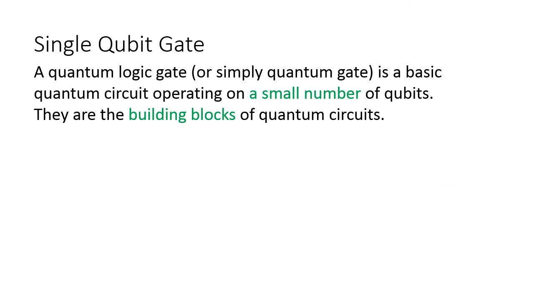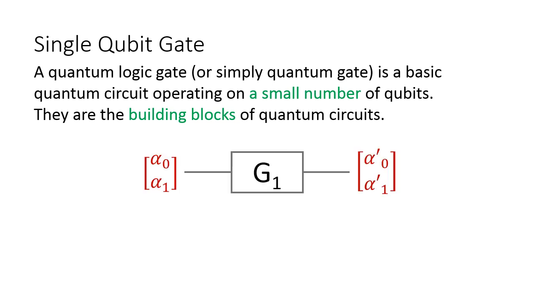So some of these matrices are more special than the others, and a kind of them is called the single qubit gate, which is a quantum logic gate that forms the basic unit of quantum circuit. Usually a single qubit gate only operates on a small number of qubits, say 2 to 3 qubits. In general, given a qubit alpha 0 and alpha 1, we go through a single qubit gate G1 and produce a change in magnitude, that is alpha prime 0 and alpha prime 1.